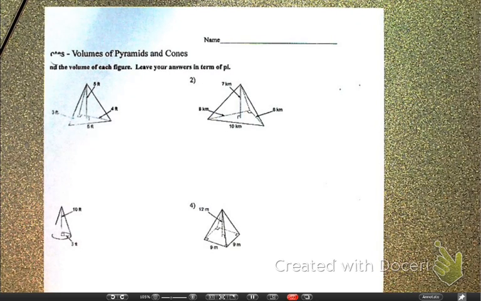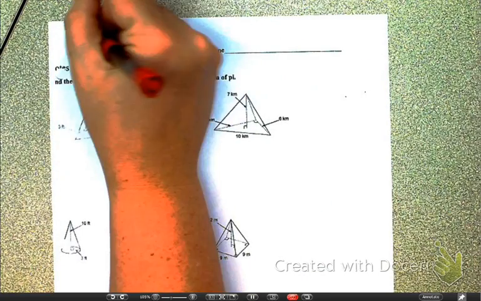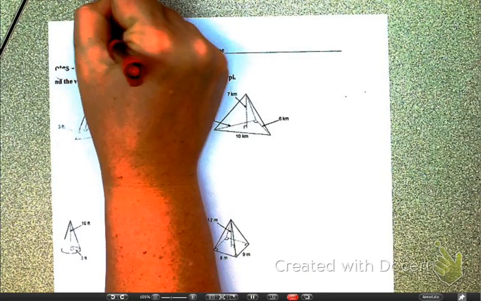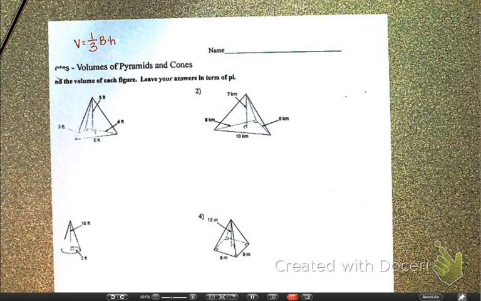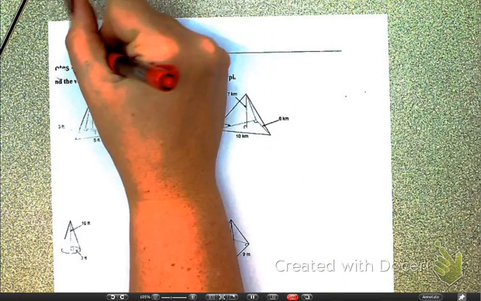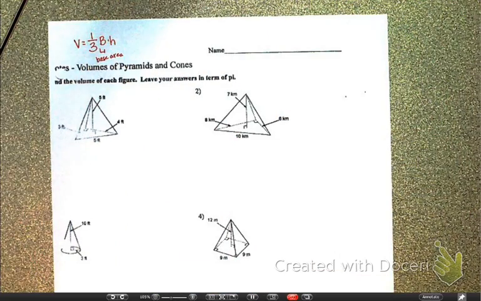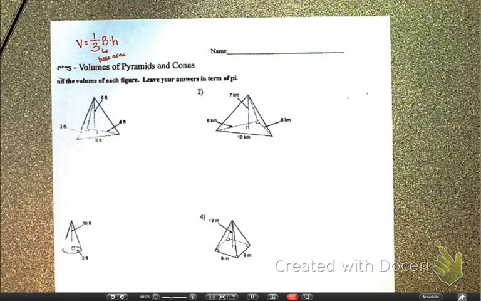Okay, so cylinders and prisms use V equals big B times H. For pyramids and cones, our general formula is 1/3 big B times little h. So if they come to a point, you have 1/3 in front of your formula. 1/3 times big B times little h. What do you think B stands for? Base area.